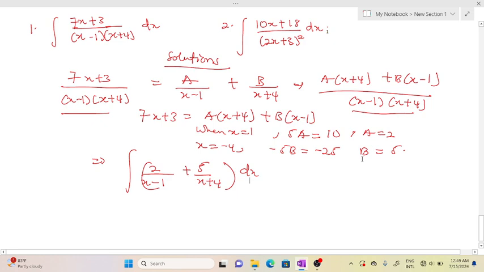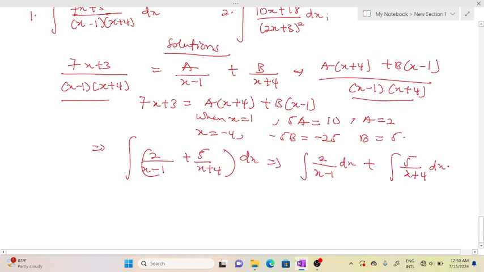Okay, so here by using the fundamental laws, we just decompose it. I have integral of what? 2 over x minus 1 dx plus integral of 5 over the expression x plus 4 dx. So here, what do I get? 2 is a constant, it stands out: integral of 1 over x minus 1 dx, plus 5 stands out: integral of 1 over x plus 4 dx as well.